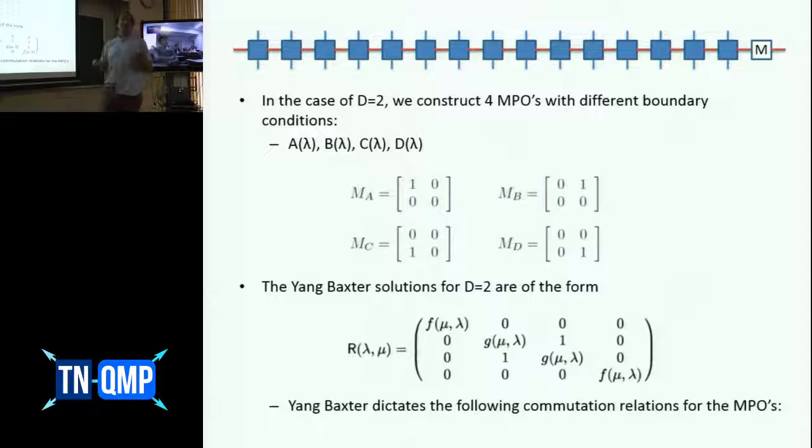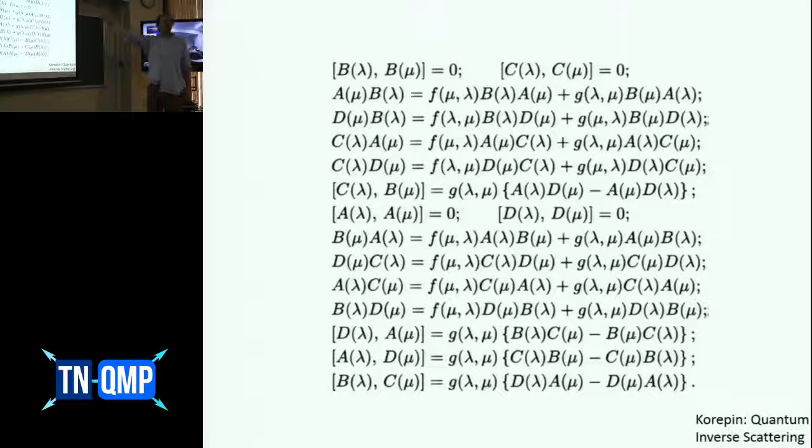But anyway, so you get four of these MPOs, and using the Yang-Baxter relations, you can immediately deduce the commutation relations for all these matrix product operators. And I show this because that's the essence of the algebraic Bethe ansatz. You come up with an algebra of your matrix product operators, and these four matrix product operators satisfy this kind of algebra. The important part for us is actually only the first two lines. These are the ones that we care about.